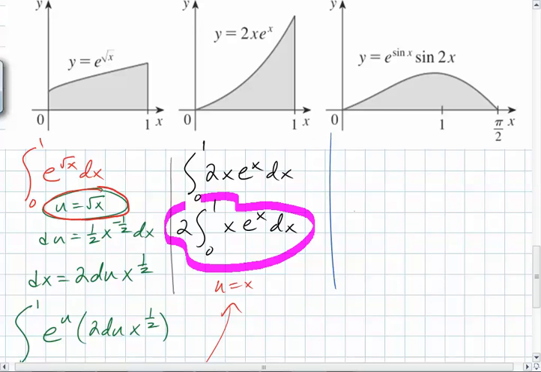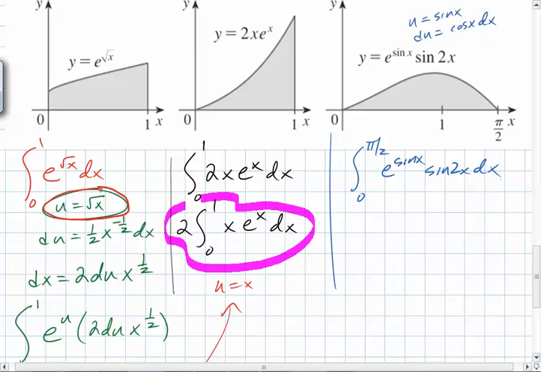Maybe. In this case, this is the integral from 0 to what? Pi over 2. And what do we want u to be, do you think? Sine x. So what does du equal? Cosine x dx. Does that sound good? Okay. So now, let's just write it out: 0 to pi over 2 of e to the sine x times sine of 2x dx.